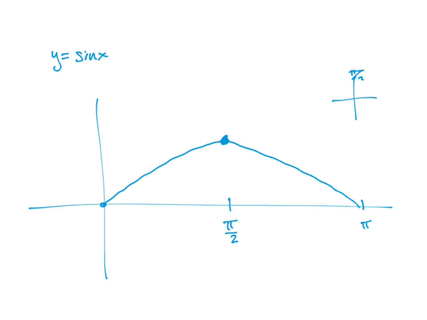Cool? Okay. The other one that we have to plot at the same time is y equals cosine of x. Where does cosine start when x is 0? Cosine of 0 is 1. Cosine of pi over 2? 0. And cosine of pi? Negative 1. Again with the half cycle. So if you're expecting it to come back up, it's just not quite there yet.